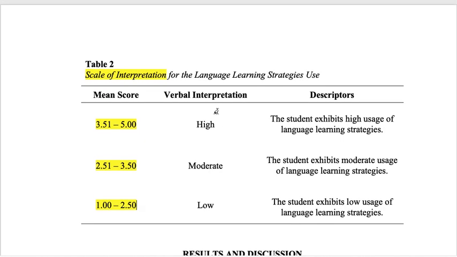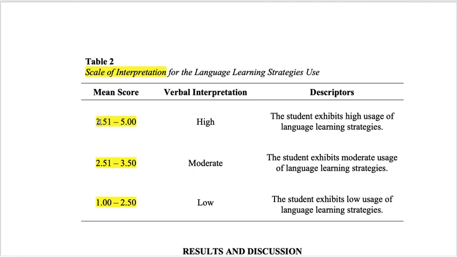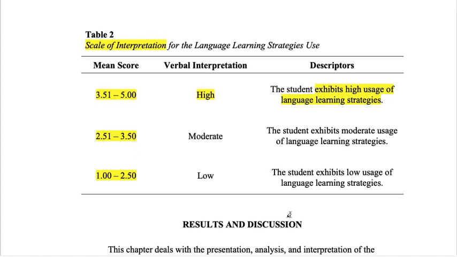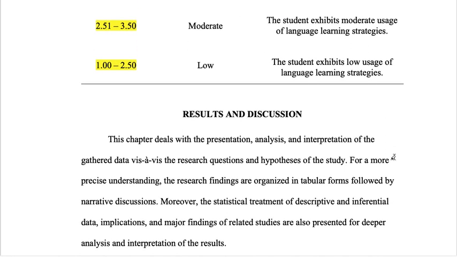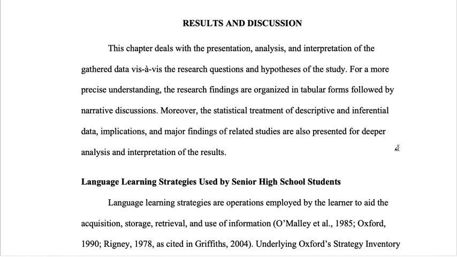Okay? So next, we have, for example, the mean score of responses at 3.51 to 5.0. So this is interpreted as high, meaning the students exhibit high usage of language learning strategies. So 2.51 to 3.50, moderate. All right? So follow, because this will be our guide later on as we discuss the results and discussion portion. Okay. So, how do you start your results and discussion? How do you begin your results and discussion?